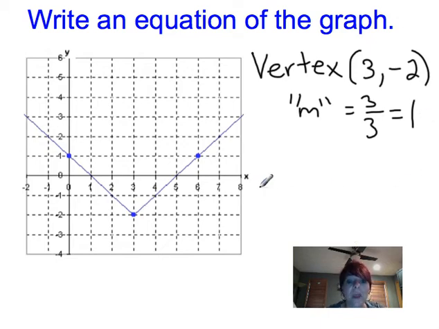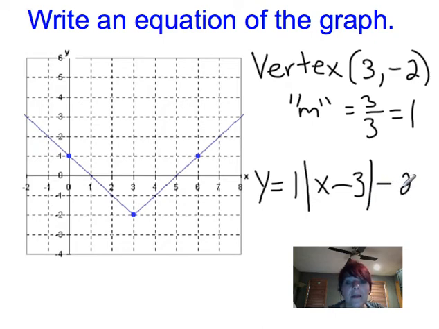Because the V is opening up, I know that I'm going to be using the positive slope because of the upward direction. So now if I'm going to write the equation, we start with y equals, and remember A goes next, so that would be my unofficial slope, which would be 1, and then my absolute value, always an x here, and then it's opposite of the x value of the vertex, so it's going to be minus 3. Finish the absolute value, and then out here is the y of the vertex, and that's going to be minus 2. So that would be the equation of the graph that they gave us.